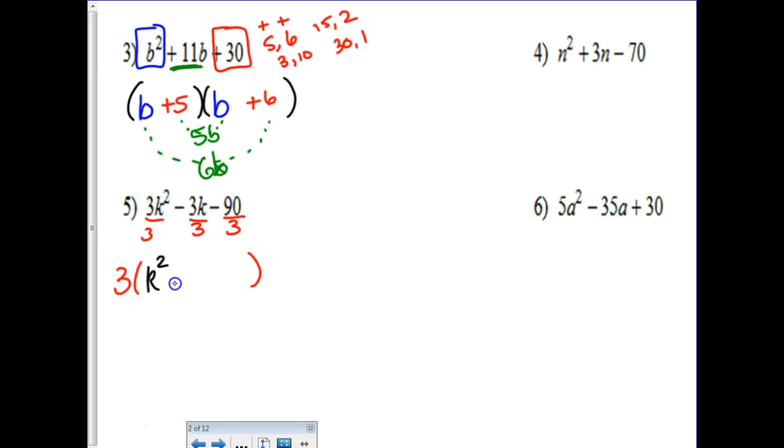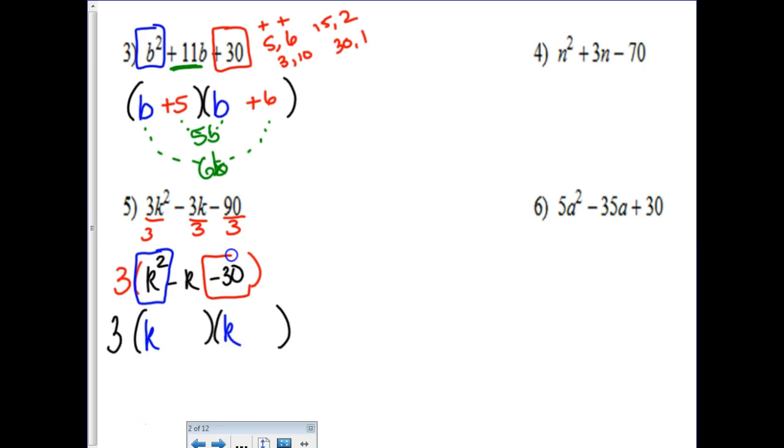So k squared minus 1k minus 30. So now what I have left in the parenthesis, that's going to factor again using the reverse foiling process. So the 3 stays out in front of the entire problem, it's not going anywhere. And now we go back and we reverse foil. So k times k will give us k squared.